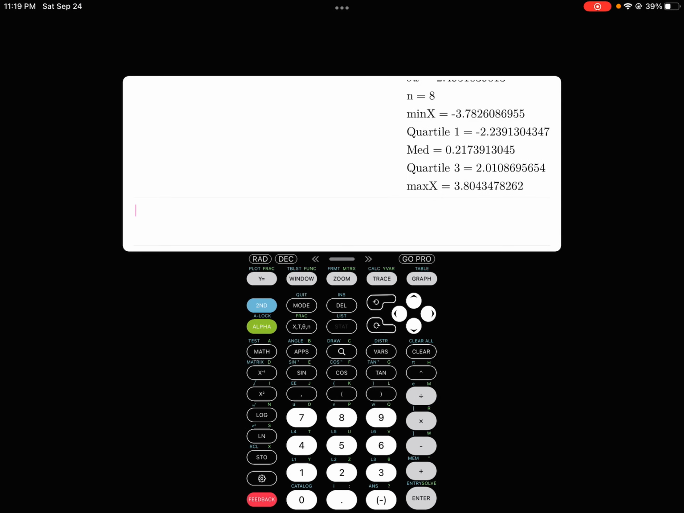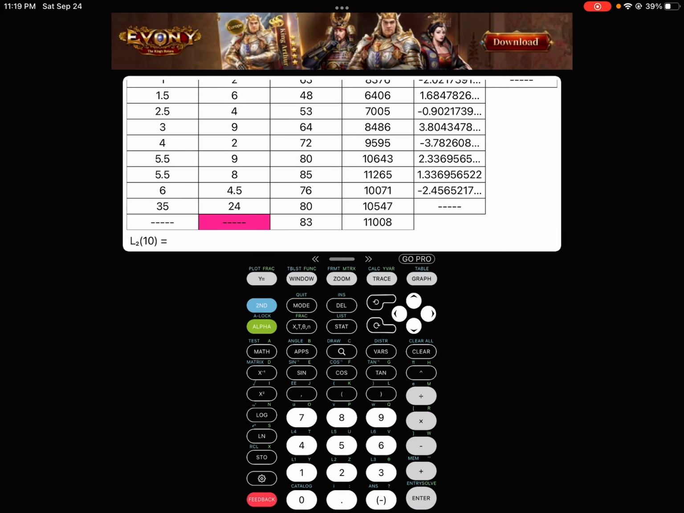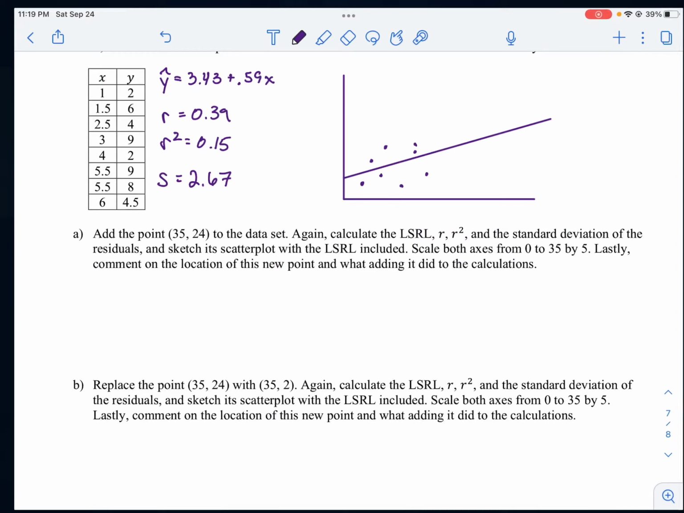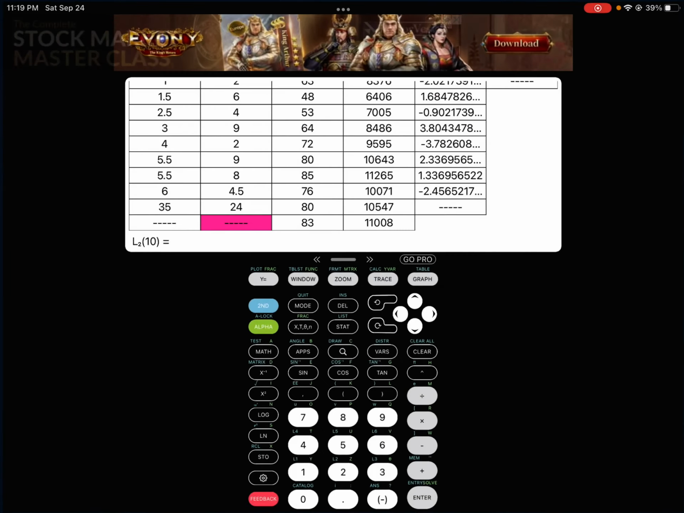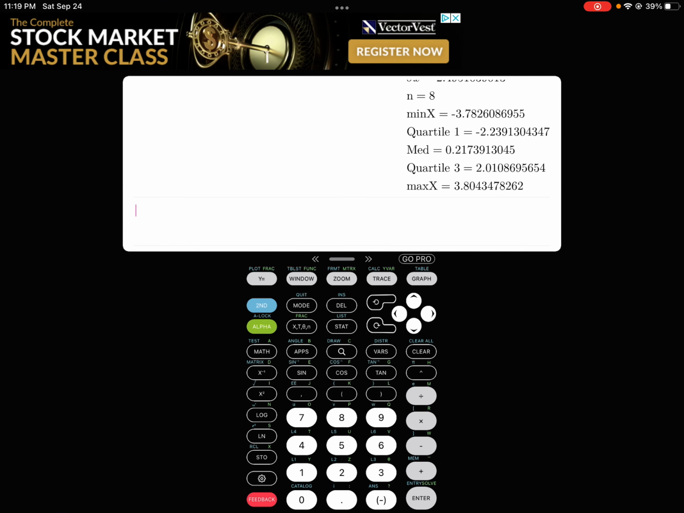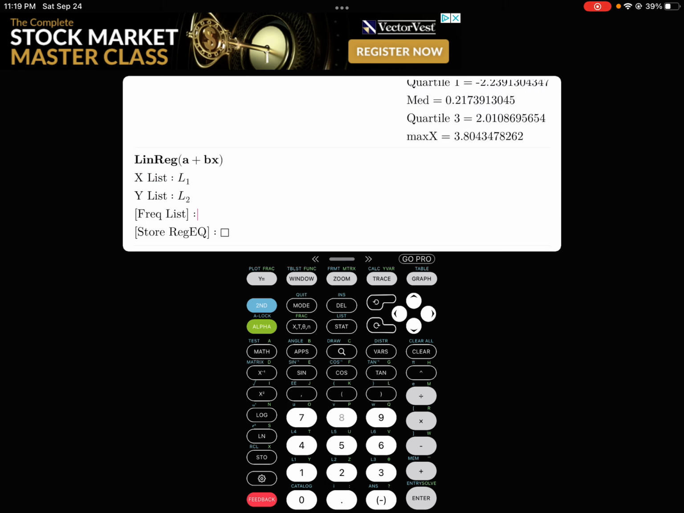And I'm going to include the point 35.24 to this data set. And then once again, calculate all of the same stuff we did before. So now that I've added that, I'll calculate my least squares regression line, stat calc, option 8.